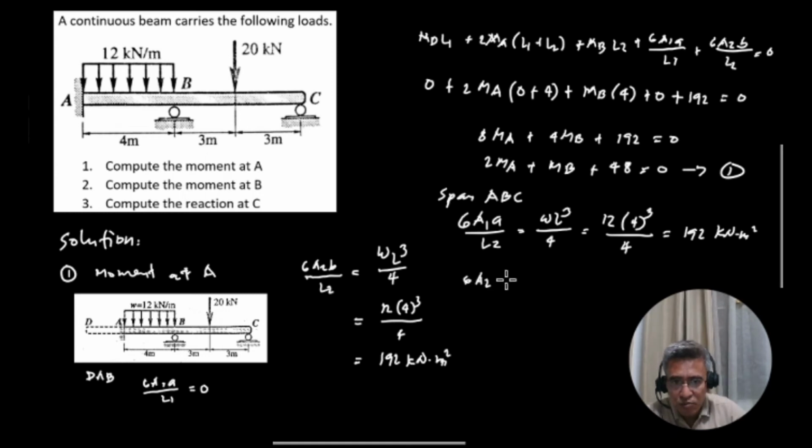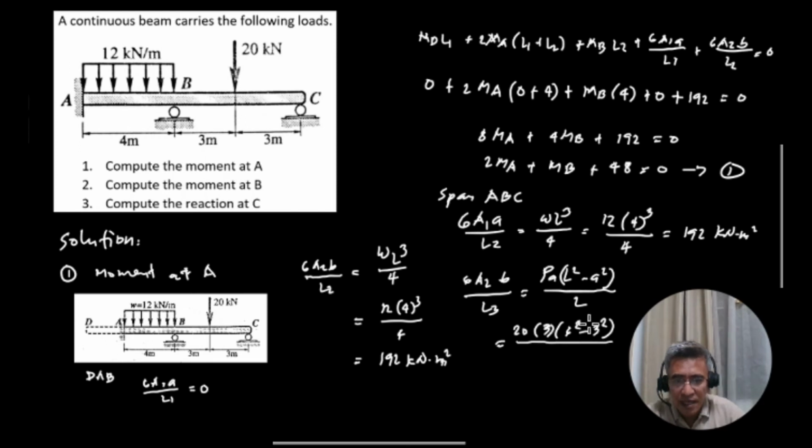And for 6A2B all over L3, and it is a concentrated load, the factor and the value is PAL, open parenthesis, L squared minus A squared, close parenthesis, all over L. And the value P is the concentrated load of 20 kilonewton multiplied by A, that's 3 meters, and L squared, the total length of BC is 6 squared minus A, 3 squared, close parenthesis, all over L sub 3, and the distance is 6. And the value, so 20 times 3 times 6 squared, or 36 minus 9, that's 27, multiplied by 3 times 20, all over 6, and the value is 270 kilonewton meter squared.